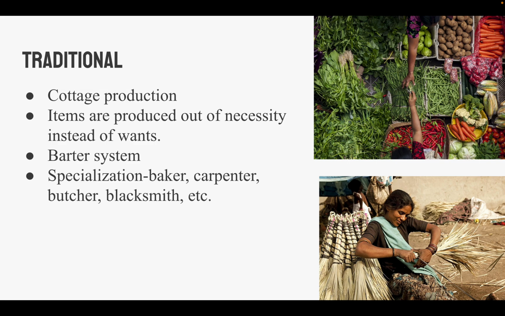For an example, the Amish live in a traditional economy. They produce goods and services that benefit the Amish community. Items are produced out of necessity instead of wants. They also live in a barter system. The root of bartering is trade. You may have a blacksmith and someone who has chickens and produces eggs, so they can barter and trade for services and goods.